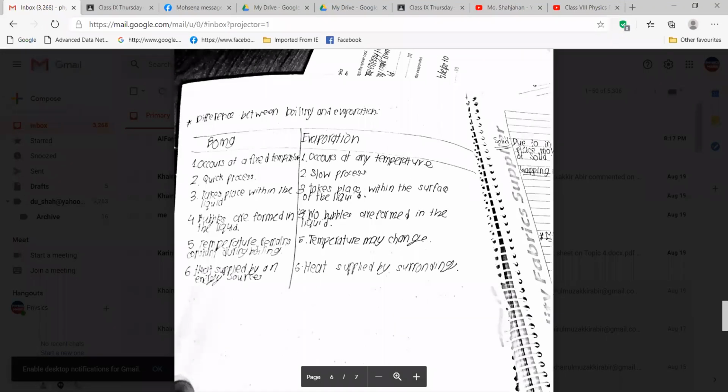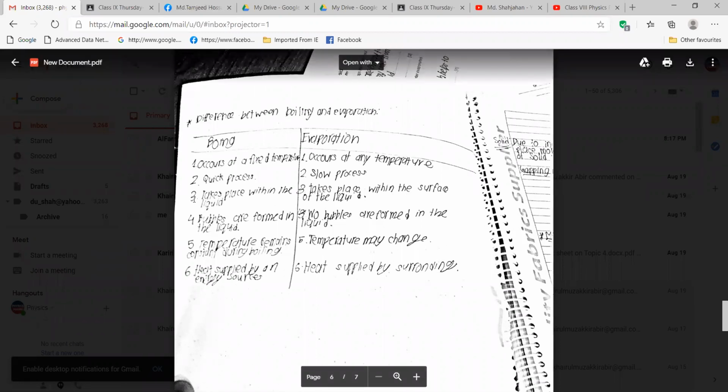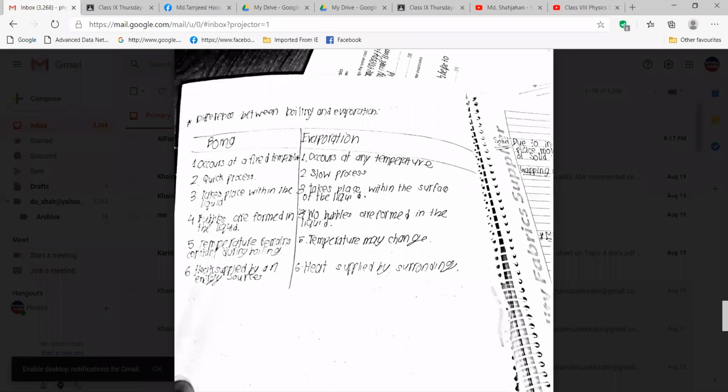Here you also got the difference between boiling and evaporation, right? Here you got some points. You wrote this from your book only. Can you remember that? Yes, sir. So you should learn all this, all the differences. Evaporation is a slow process. Boiling is a quick process. Evaporation occurs at any temperature. Can you read all the differences?